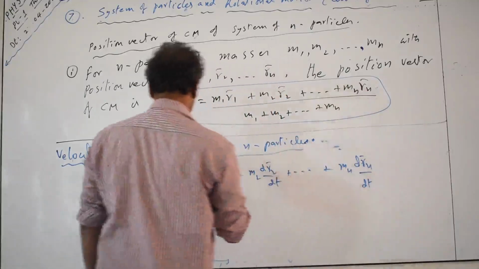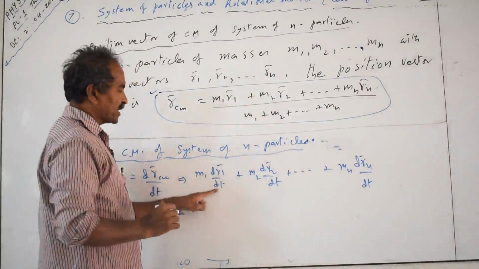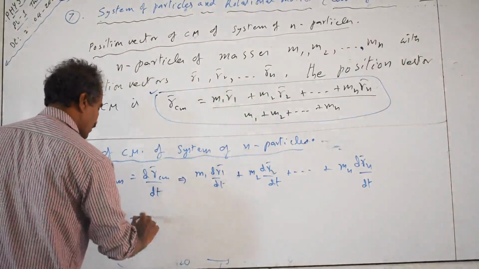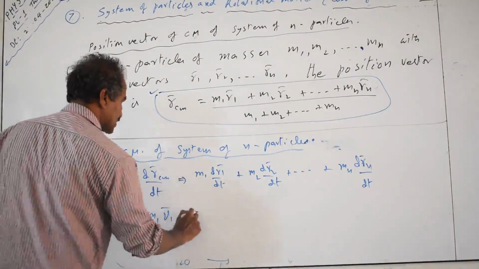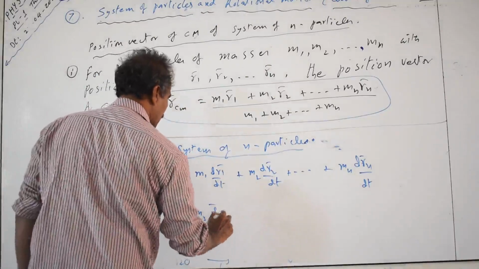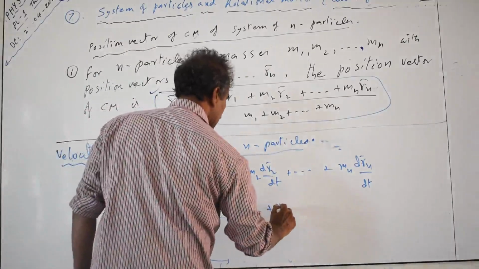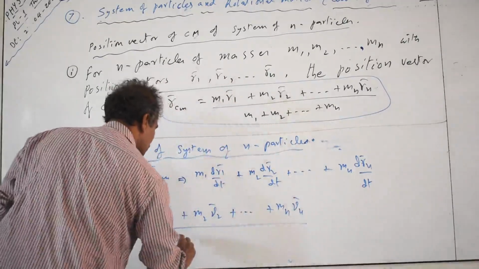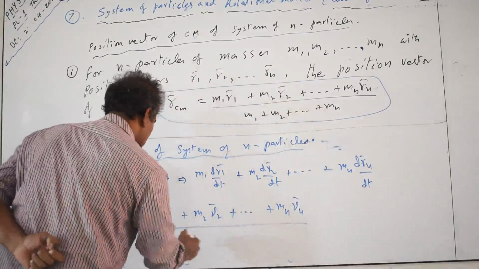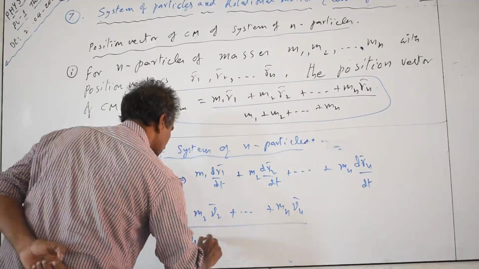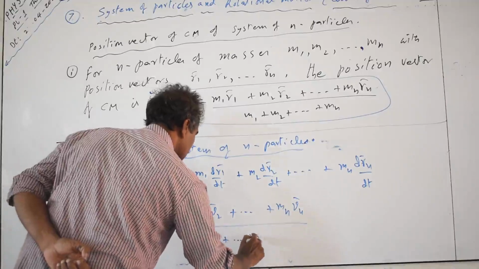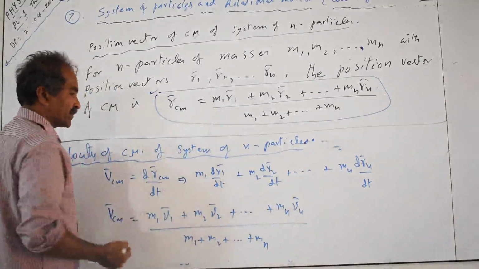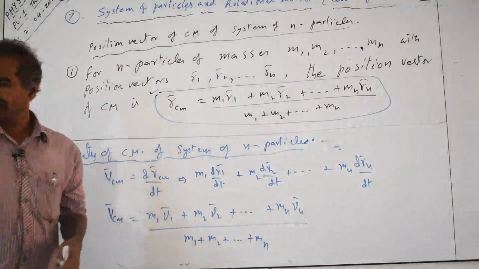In vector form, m1 into dr1 by dt is nothing but v1. So this becomes vcm. Velocity of center of mass equals m1 v1 bar plus m2 v2 bar plus and so on plus mn vn bar by total mass. Total mass is sometimes given as capital M, which is m1 plus m2 plus and so on plus mn. If only 2 particles are given, it is m1 v1 plus m2 v2 by m1 plus m2. This final formula is important for the numericals.